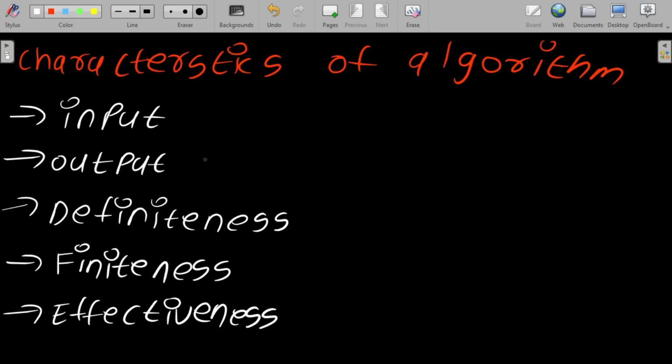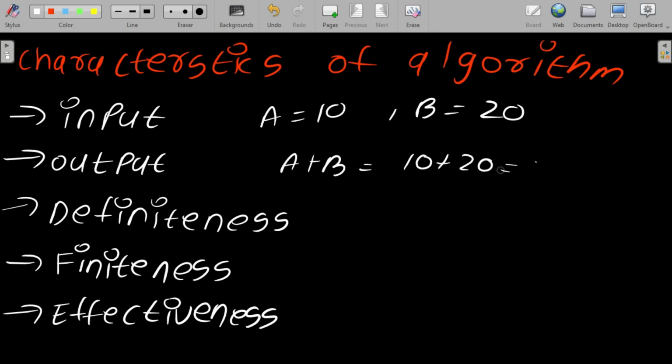An algorithm should accept zero or more inputs. For example, to add two numbers, we need two inputs. Suppose, let me write a equal to 10 and b equal to 20. So this is the example for input. Now we're gonna see about output. An algorithm should produce at least one output. For example, let me add these two numbers: a plus b equals 10 plus 20 equals 30. So the output is 30. So this is the output.